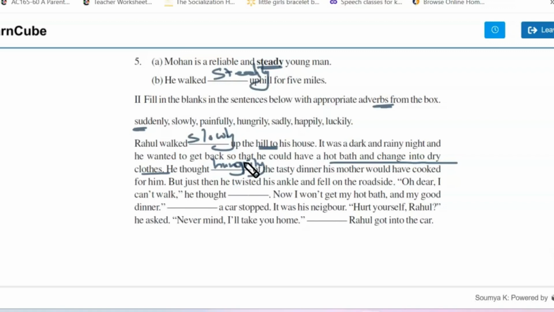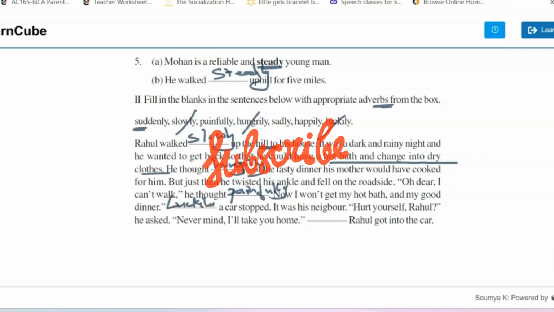But just then he twisted his ankle and fell on the roadside. Oh dear, I can't walk, he thought. How did he think? Since he fell down, he may be in a kind of pain. Okay, so it is painfully. He thought painfully. Now I won't get my hot bath and my good dinner. Blank, a car stopped. How did a car stop? Luckily, because somebody came and stopped and found him. Okay, so that was the relief.